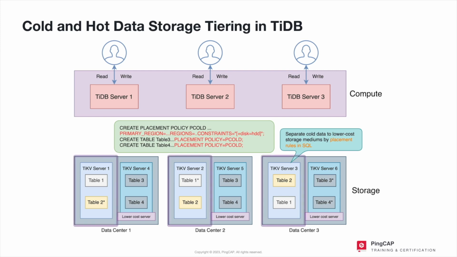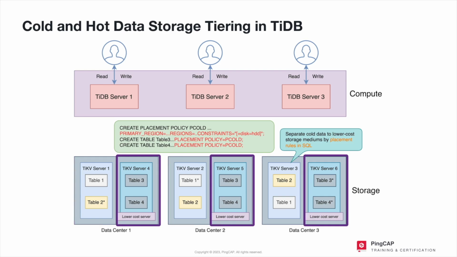So TiKV1, 2, and 3 are high-performance storage servers equipped with SSDs. These drives are much more expensive than HDDs. We want to use them to store hot data. In contrast, TiKV4, 5, and 6 are machines with high-capacity HDDs. These disks are slower than SSDs, but have very low cost. We want to use them for storing cold data.